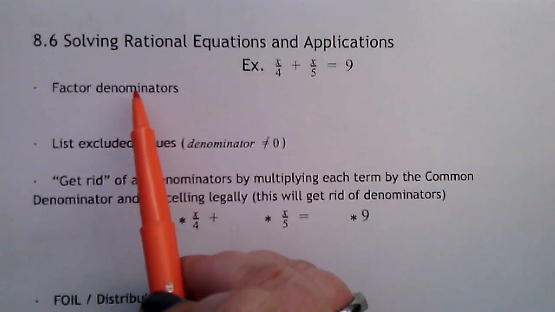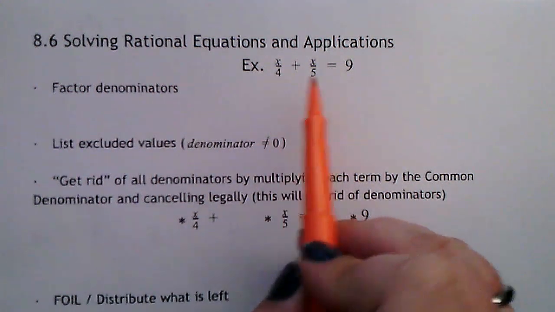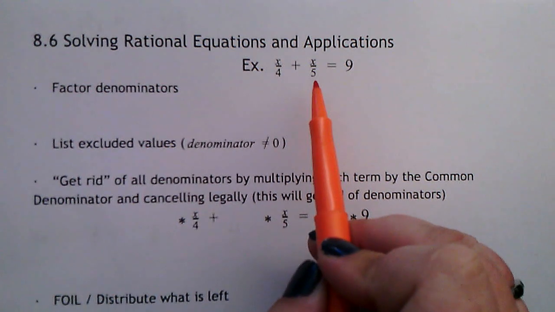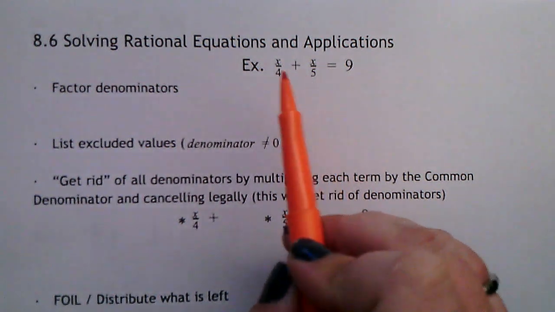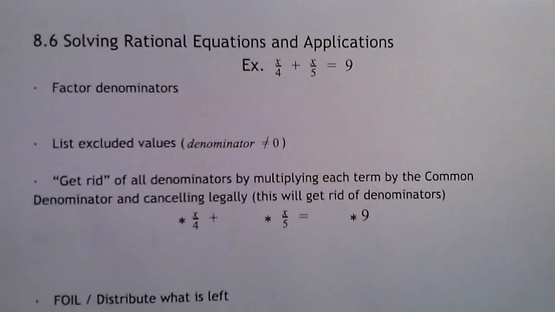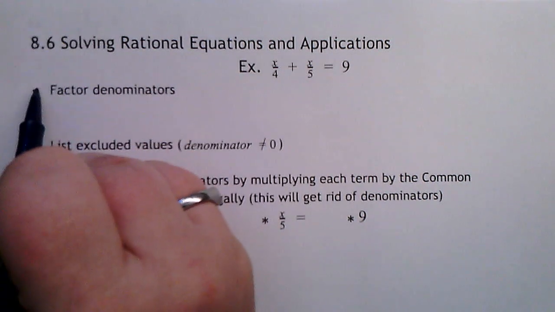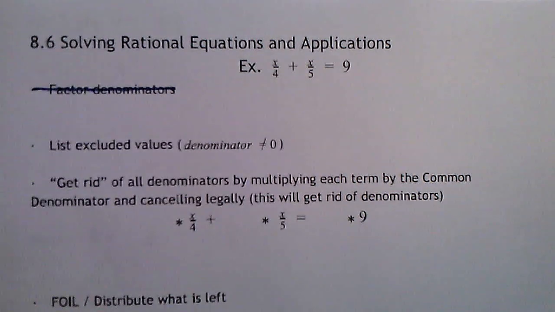So the first thing it says to do is factor the denominators. Well, in the denominator, there's no x squared plus something, so we don't actually have to do that step. And actually, all of the problems I gave you, we don't have to do that step at all.